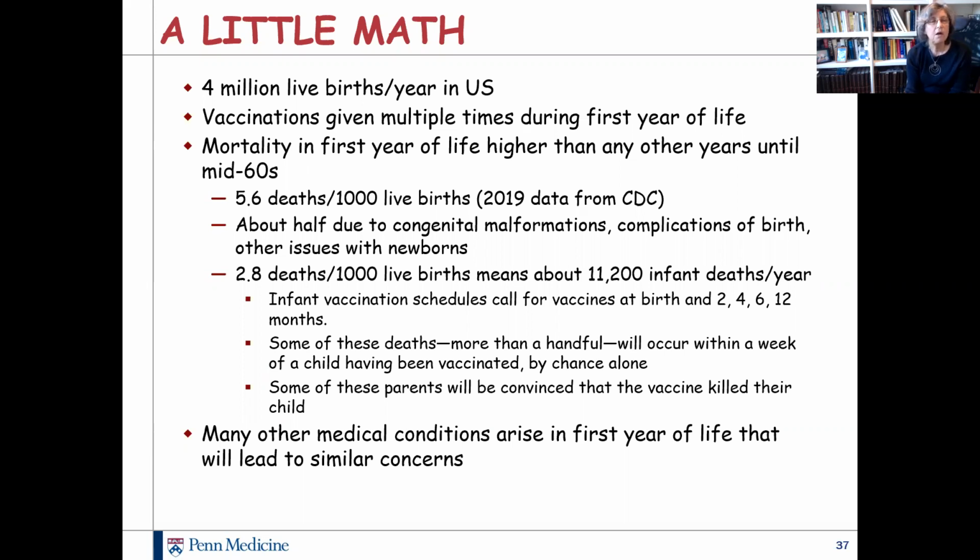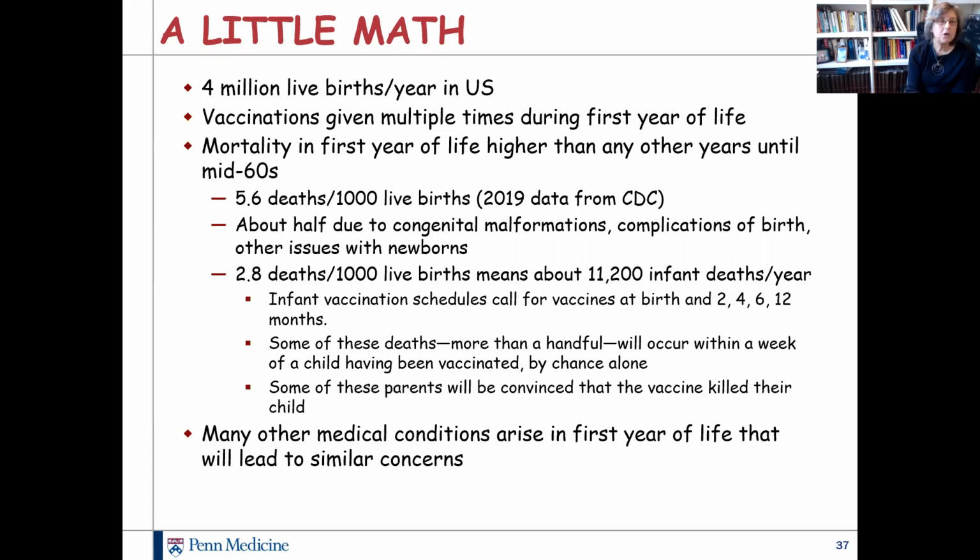Now, about half of these are due to congenital malformations or complications of birth or other issues with newborns. So if you take those away, you have 2.8 deaths per 1,000 live births, that means about over 11,000 infant deaths a year. Now, infant vaccination schedules call for vaccines at birth and at 2, 4, 6, and 12 months. Some of these deaths, more than a handful, will occur within a week of a child having been vaccinated by chance alone. Vaccines are not going to protect you against every bad thing that could happen.